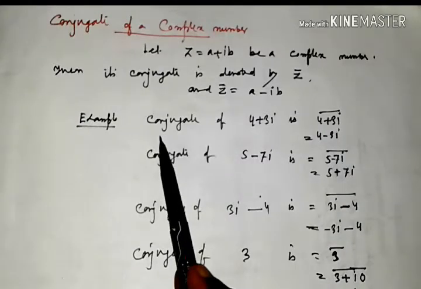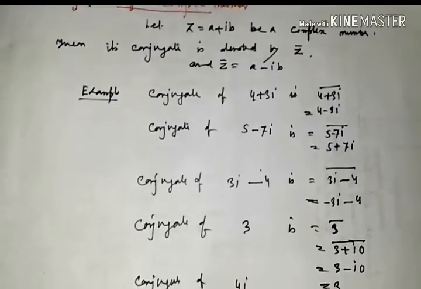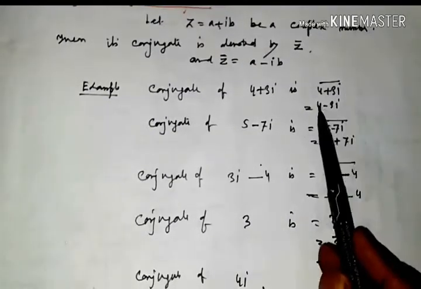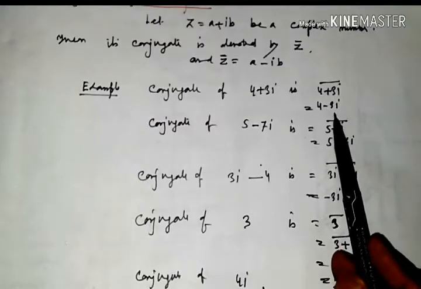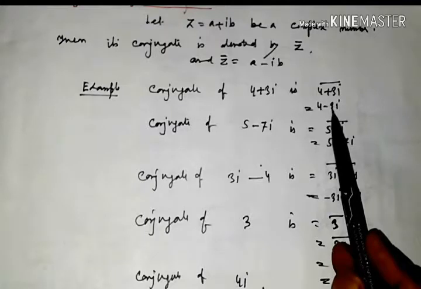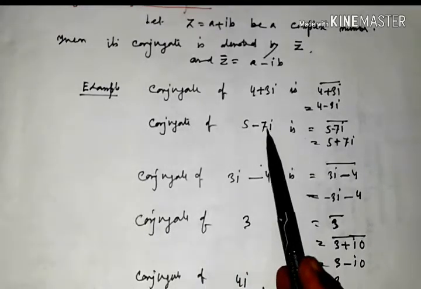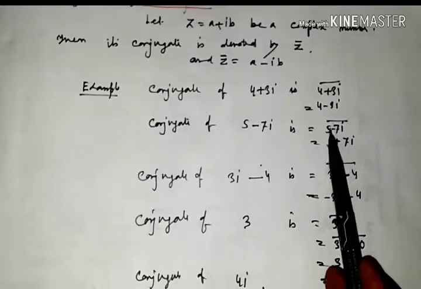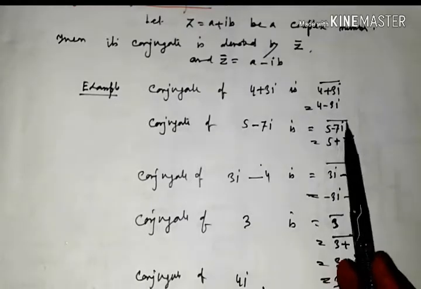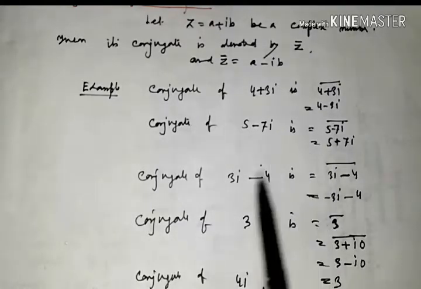For example, the conjugate of 4 plus 3i, we can write as (4 plus 3i) bar, and this can be written as 4 minus 3i. There is plus 3, so there is minus 3. Conjugate of 5 minus 7i: the imaginary part is minus 7, so here the imaginary part will be plus 7. (5 minus 7i) bar is 5 plus 7i. It is the conjugate of 5 minus 7i.